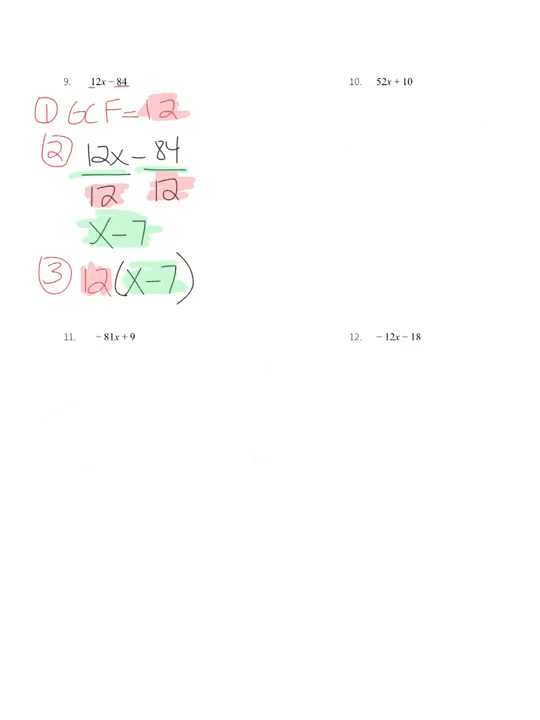Okay, here is your next set of problems. If we look right here, I did number 9 for you. The GCF is 12. 12 divided by 12 is 1. That's where our x comes from. 84 divided by 12 is 7. We need to keep our subtraction sign. So it's x minus 7. GCF goes on the outside of the parentheses. So it's 12 times the quantity x minus 7.